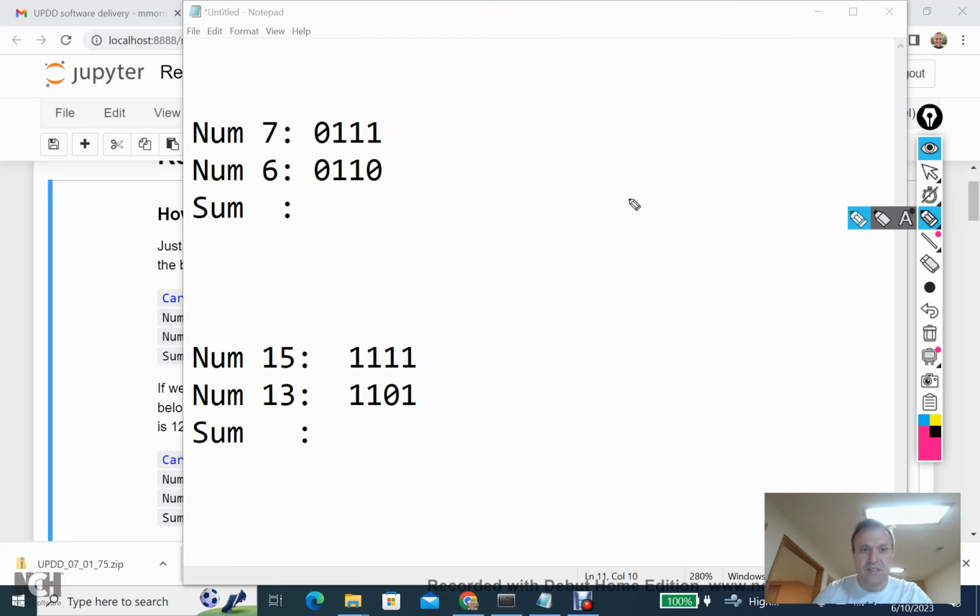So first, let's add these two numbers. This is binary 7, and this is binary 6, which means we should get 13. So this is a good sanity check to put down here. So 1 and 1, what's actually happening is we have an initial carry in of 0. 0 plus 1 plus 0 is going to be 1 with a carry of 0. 0 plus 1 plus 1 is 2, which is going to be 0 with a carry of 1.